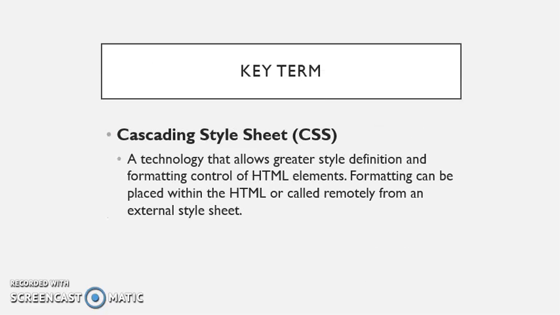Again, a key term, cascading style sheet. This is a technology that allows greater style definition and formatting control of HTML elements. Formatting can be placed within the HTML or called remotely from an external style sheet. Essentially, CSS is what makes your HTML look good.